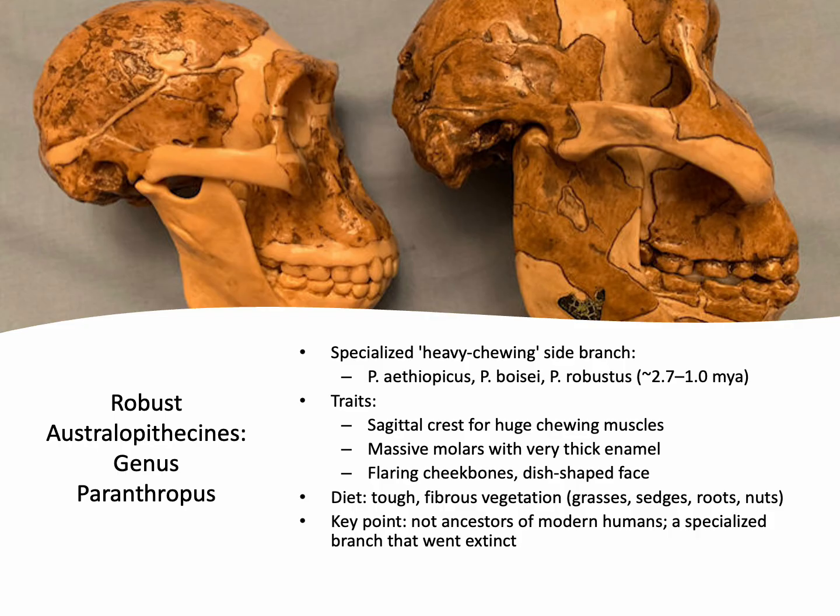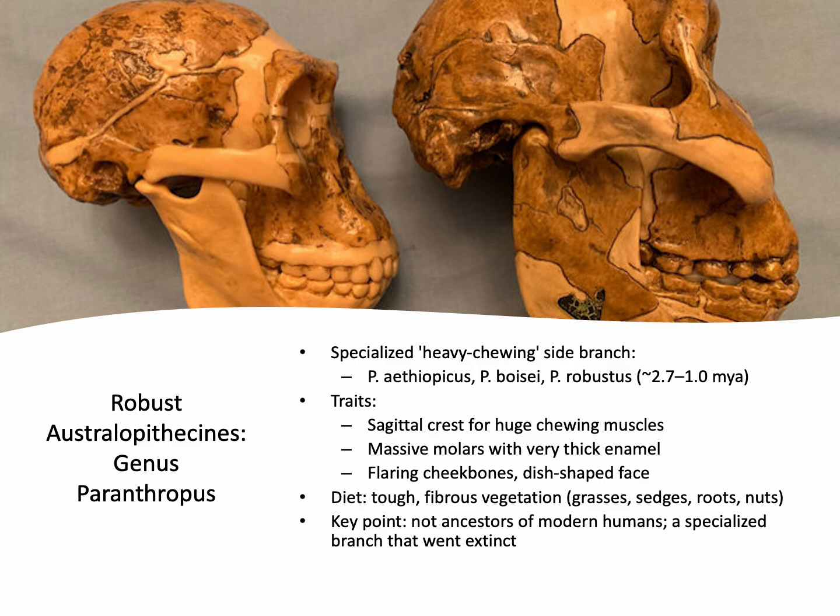All right, so now that we've met the Australopithecines, let's turn to their heavy chewing cousins, the robust Australopithecines, usually classified in the genus Paranthropus. These hominins lived roughly between 2.7 and 1 million years ago, overlapping in time with some Australopithecus species and with early members of the genus Homo. The three main species you'll see in the textbook are Paranthropus ethiopicus, Paranthropus boisei, and Paranthropus robustus.